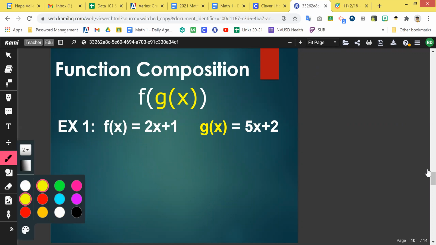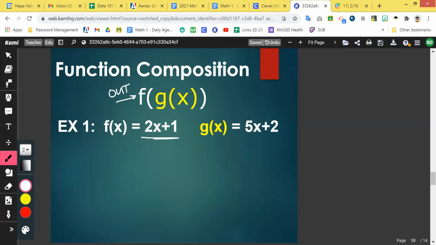So the first thing you want to do is look at the outside letter. That's f. So what we're going to do is start writing down the function for f, but instead of x, I'm going to leave a blank parentheses. So I'm going to start writing down 2, instead of x I leave a blank spot, plus 1.